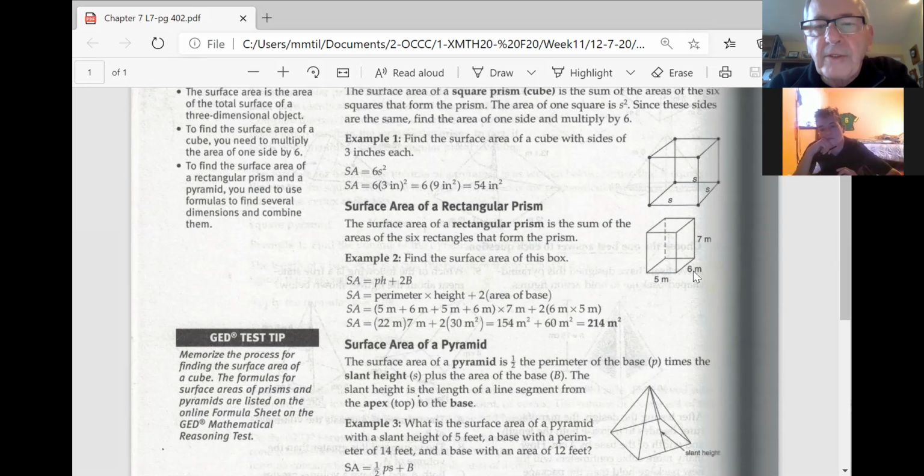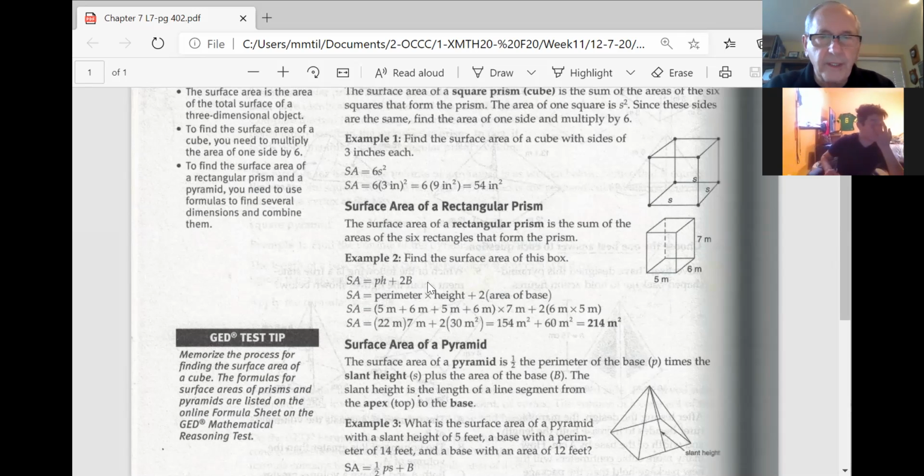Then you can do the 2 other sides, which are 6 by 7. There's 2 of those. And then there's the top and bottom. It's a 5 by 6 and a 5 by 6. However you want to add them all up, you can add them all up. But the point is you just want to account for every side. That's all.